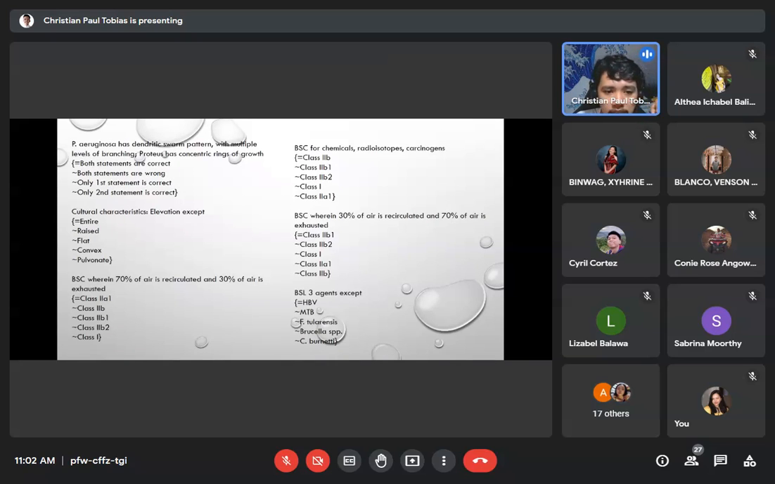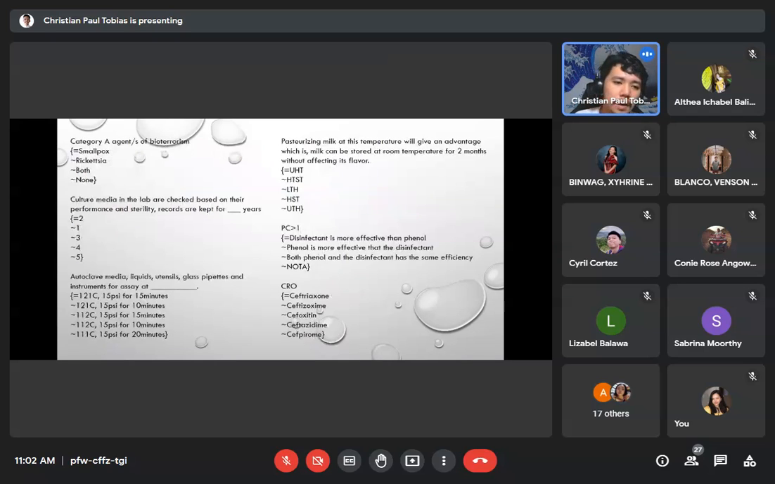So BSL3 agents except HBV. So HBV is level 2. So sino pa ba sa level 2? HIV, Bacillus anthracis, Yersinia pestis. Yeah. Category A agents sa bioterrorism, smallpox. So si rickettsia, category B yan. Sino pa sa category B? Coxiella burnetii, Burkholderia pseudomallei. Sino pa ba? Yung St. Louis encephalitis virus.